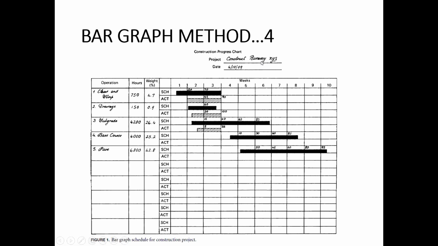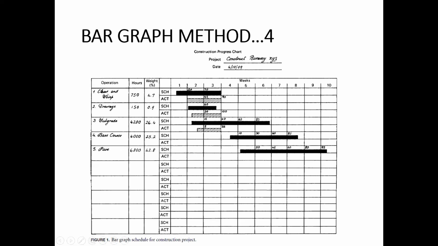Then drainage is established. Then the subgrade is made. After that, a base course is installed, and after the installation of the base course, the upper pavement is installed. Okay, so you can see that for each operation, we are using the word operation for the normal term activity.